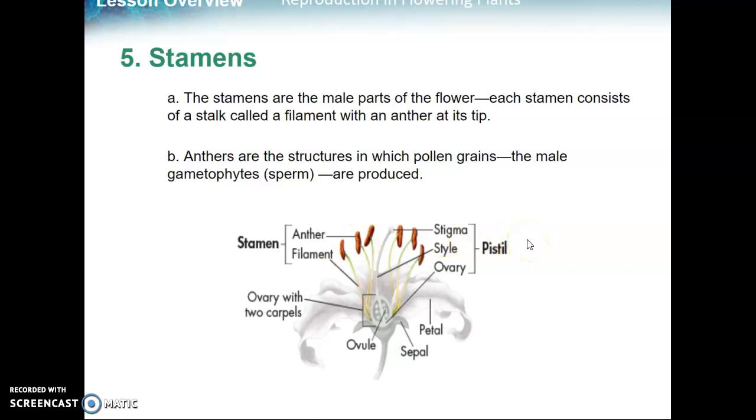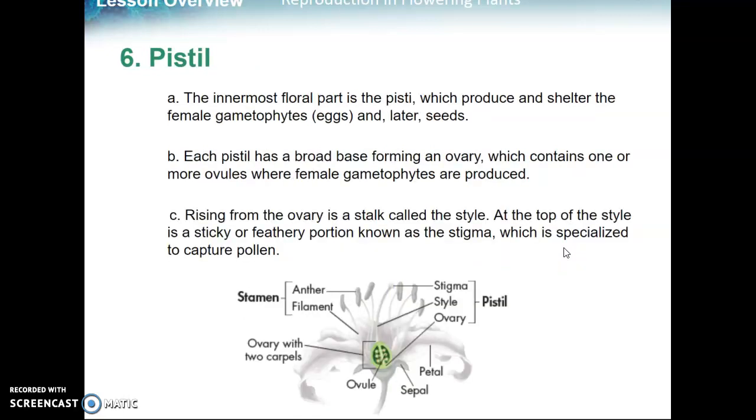So yes, it's funny to think about it, but people, animals, males have sperm, and in plants the male part of the plant also has sperm. It looks a little different, but it serves the same purpose of fertilization.